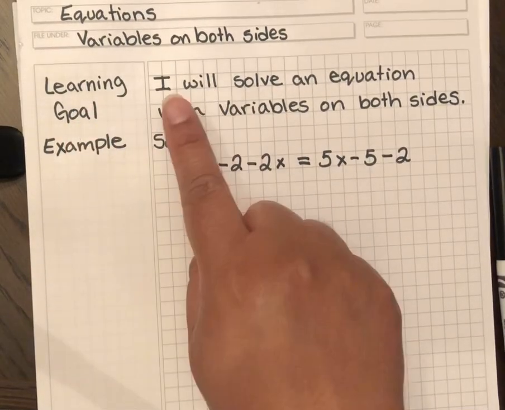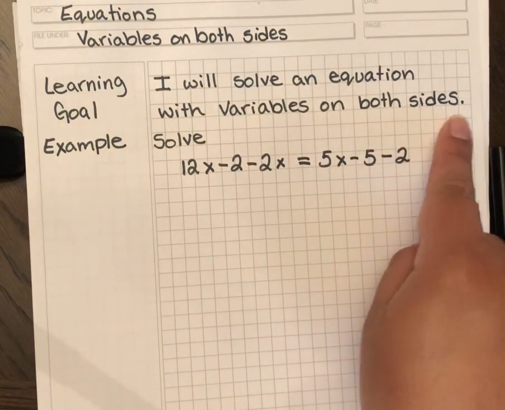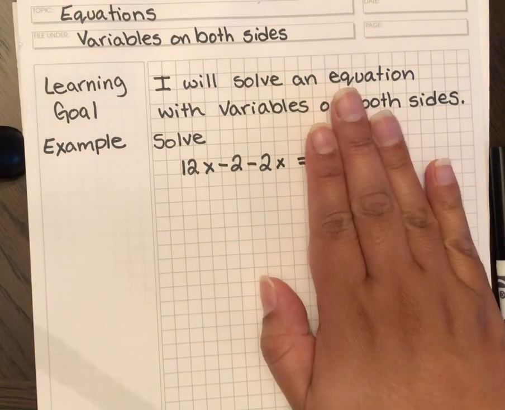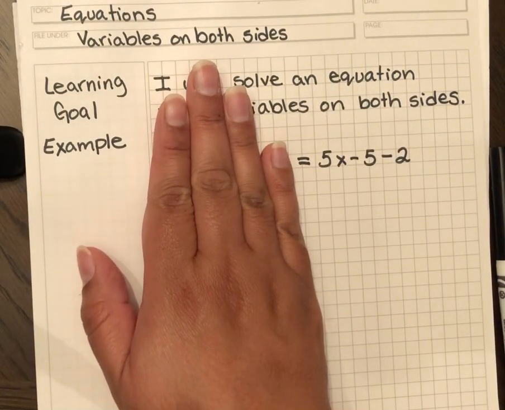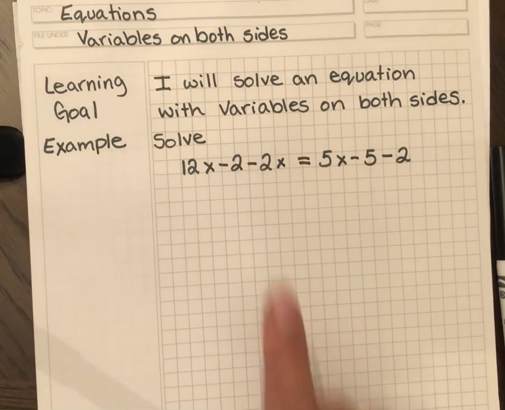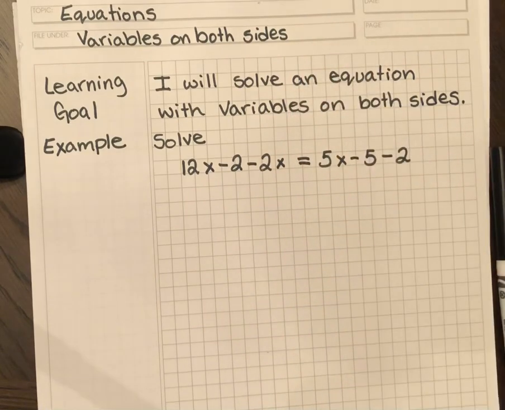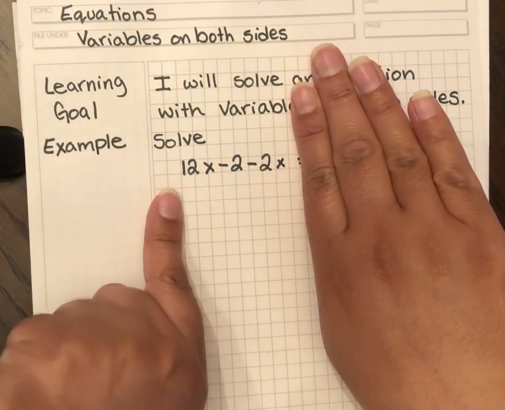Learning goal: I will solve an equation with variables on both sides. Notice that on the left of the equal sign I have an expression, and on the right of the equal sign I also have an expression. So we're going to treat each of these sides individually. On the left, what can I do to simplify?